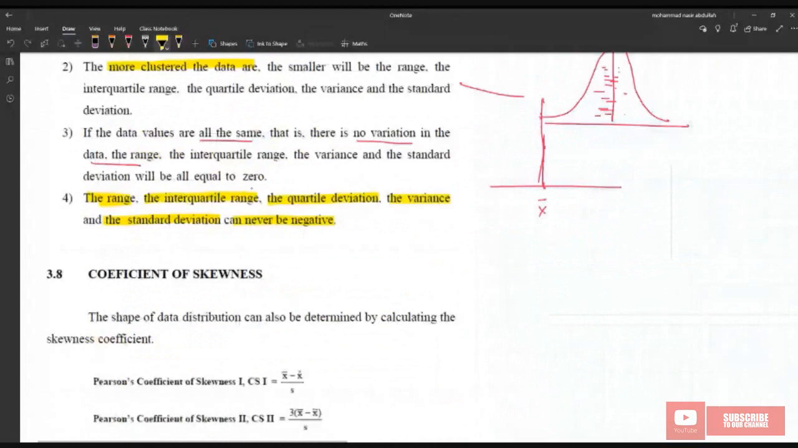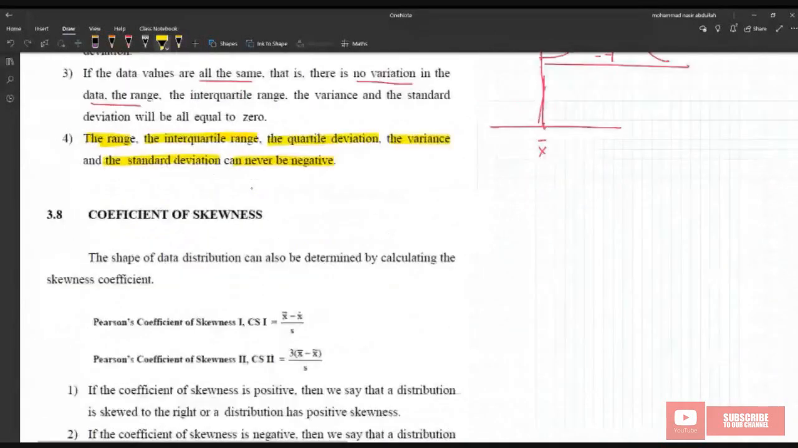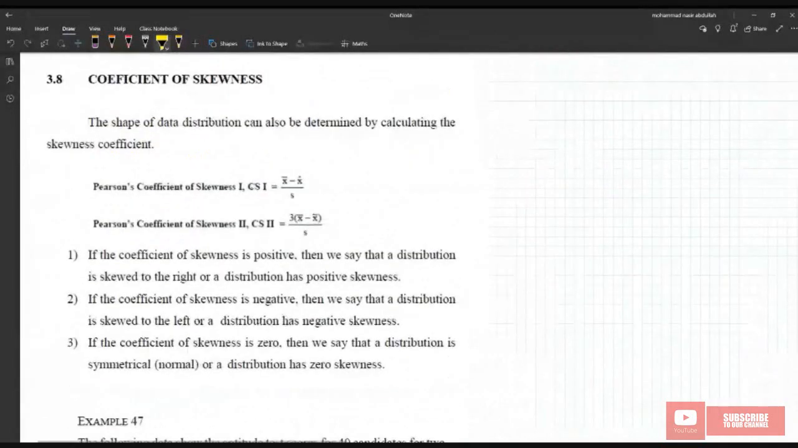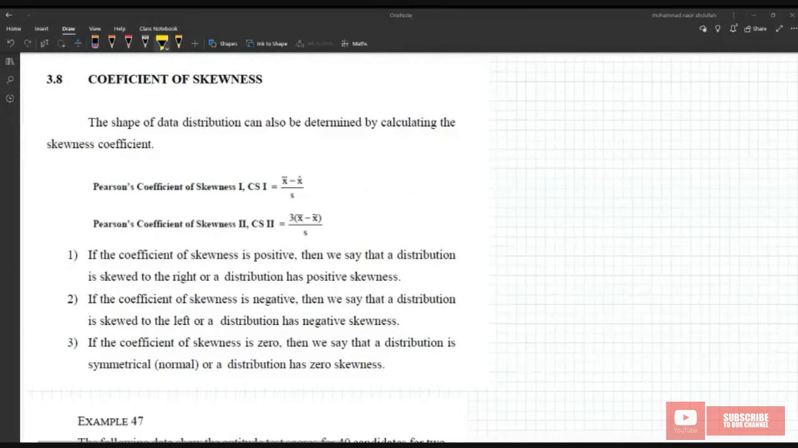So we have our last topic on measure of dispersion, which is coefficient of skewness. Can you continue for this one, measure of skewness? So once we finish measure of skewness, we finish chapter number 3. Are you okay? Can we move? Right?